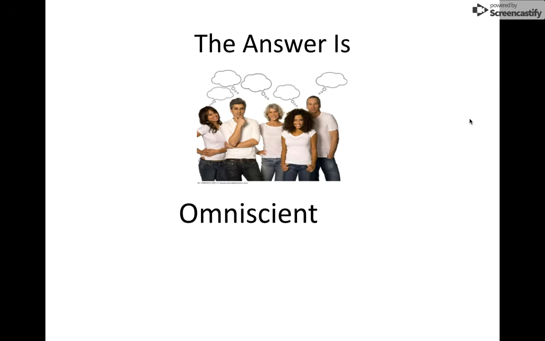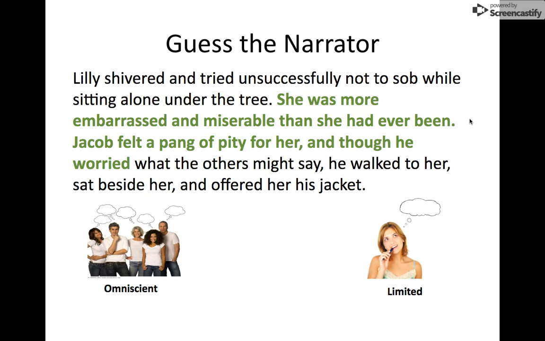In this case, the answer is omniscient. It's omniscient because we see what Lily is thinking and feeling, and we see what Jacob is thinking and feeling. Lily is feeling embarrassed and miserable. Jacob is feeling pity for Lily. Therefore, it is omniscient because it shows what two characters are thinking and feeling.